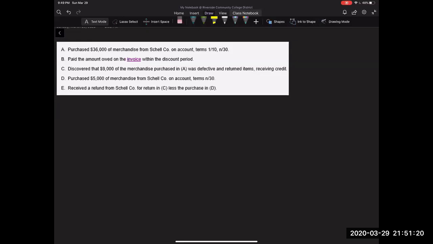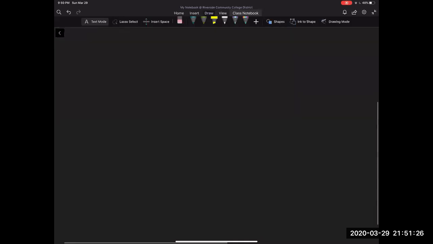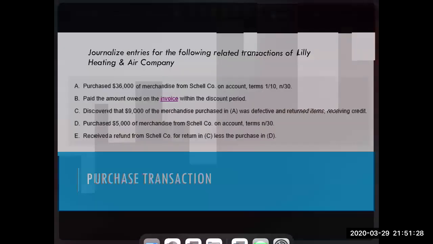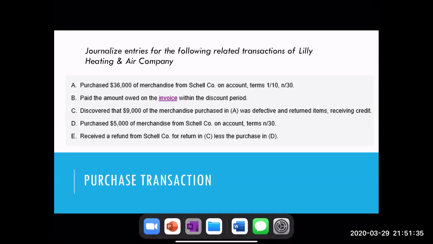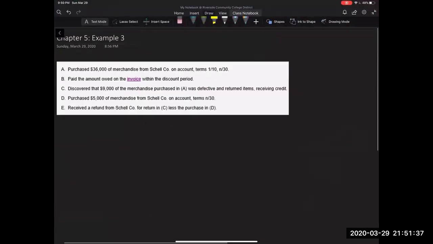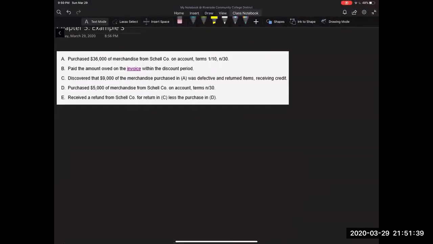All right, so here we are if you have your handout. We have this company. I didn't read the directions, but what I can gather from it is we are journalizing the following transactions of Lilly Heating and Air Company. Okay. All right. So here we are. Let's start with A. A says we purchased $36,000 of merchandise from Shell Company on account. The terms were 1/10, net 30.